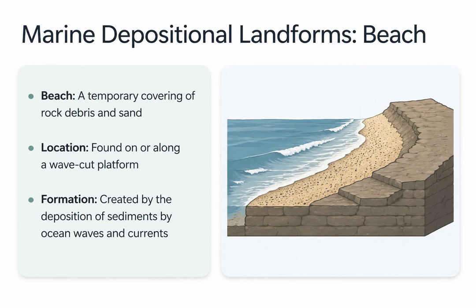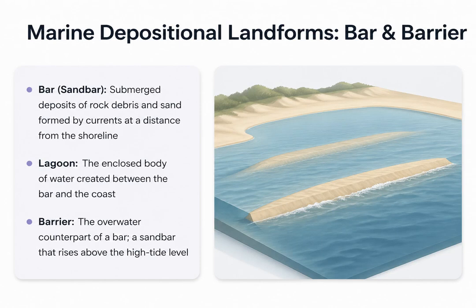As ocean currents and tidal forces move sediments, they often deposit sand and rock debris offshore, parallel to the coastline. When these ridges remain submerged underwater, they are called bars or sandbars. Sometimes a bar will completely enclose a body of water near the coast, creating a calm lagoon. If enough sediment accumulates so that the bar rises permanently above the water level, it becomes known as a barrier.